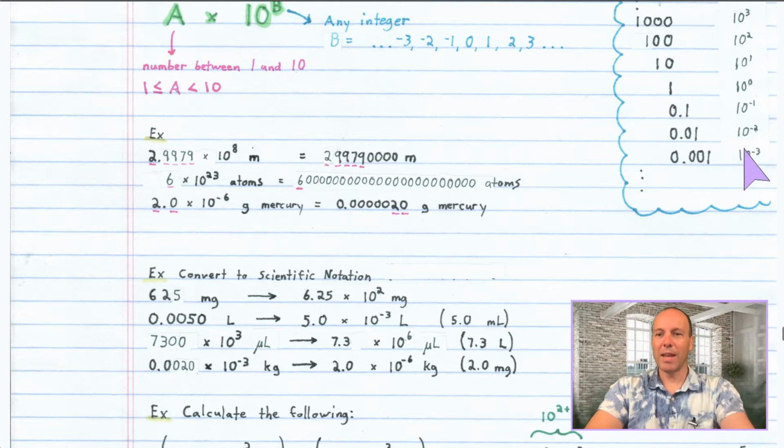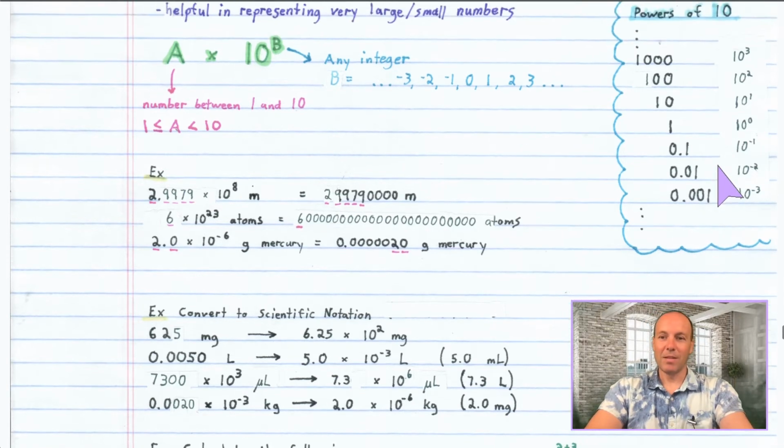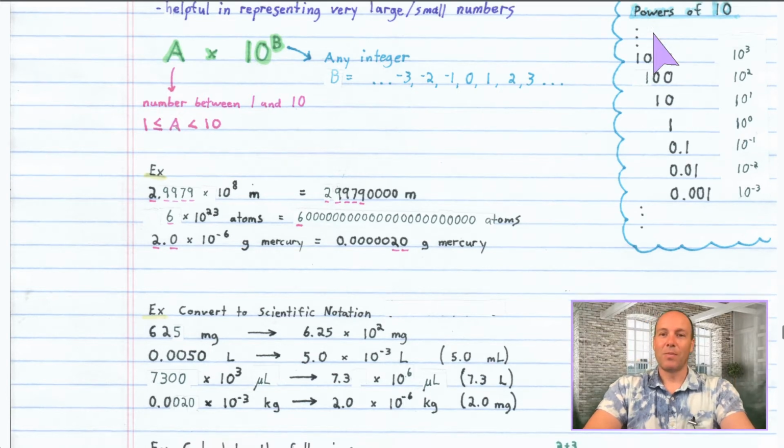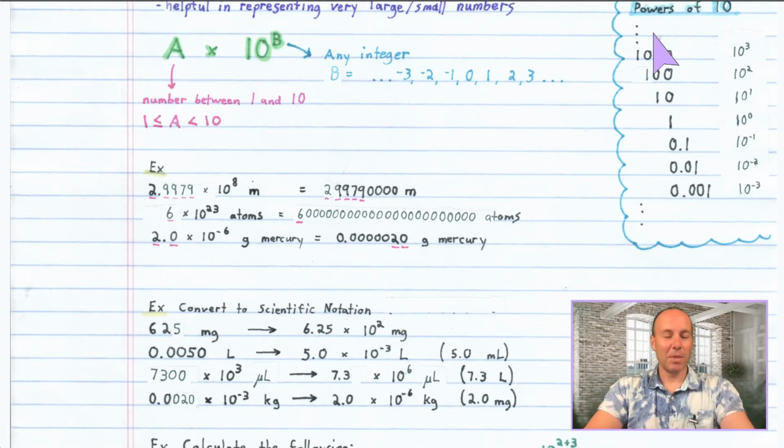And then when you get to negative powers of 10, the numbers get to be smaller than 1. So 10 to the negative 1 would be 1 over 10, which is 0.1. 10 to the negative 2 would be 1 over 100, or 0.01. And 10 to the negative 3 would be 1 over 1,000, or 0.001. And hopefully you see the pattern. 10 to the 8th power would be 1 followed by 8 zeros. And so this can be helpful.